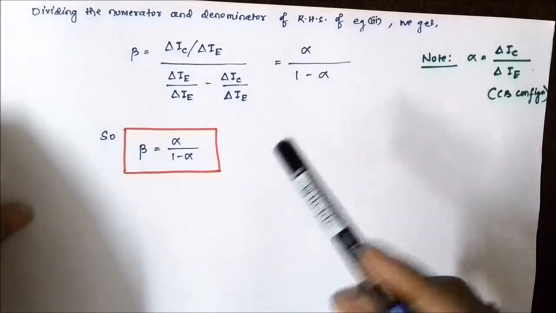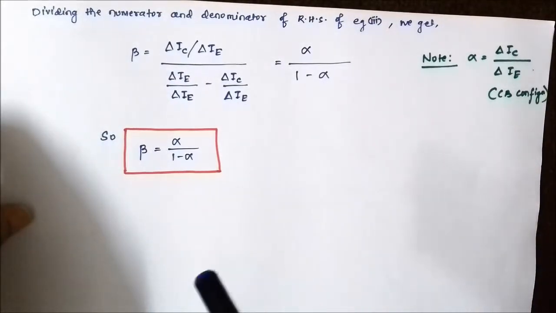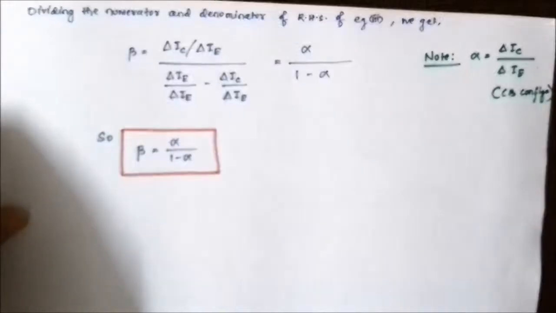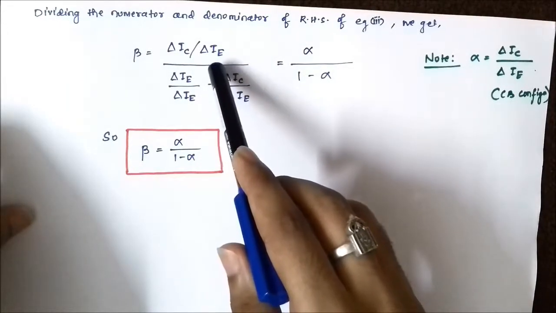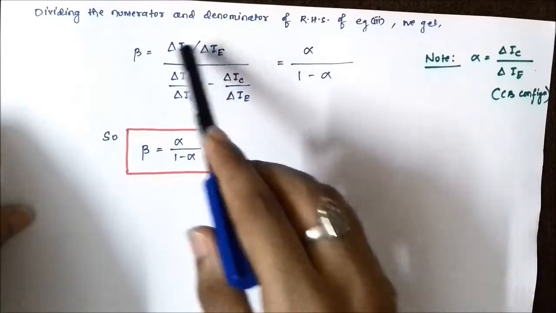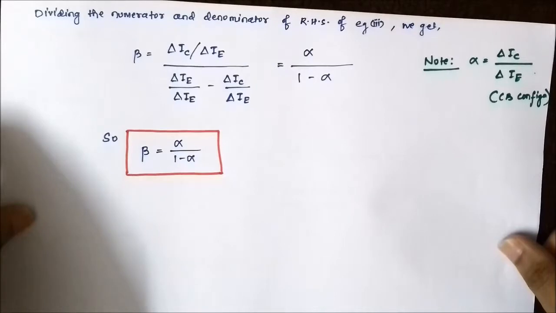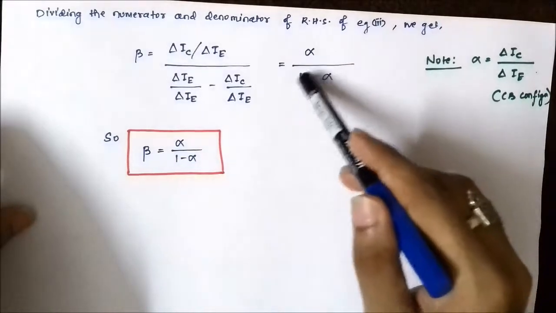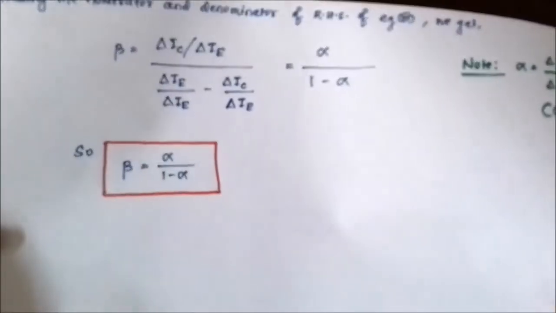So what we did here is, in the previous expression for beta, we divided both the numerator and denominator by delta IE. Now you pay attention, we know that delta IC by delta IE is the current amplification factor for common base configuration, that is alpha. So here we get a relationship between beta and alpha. So beta is actually alpha by 1 minus alpha. Here delta IE cancels out and we get 1. So actually the relationship between beta and alpha is this.